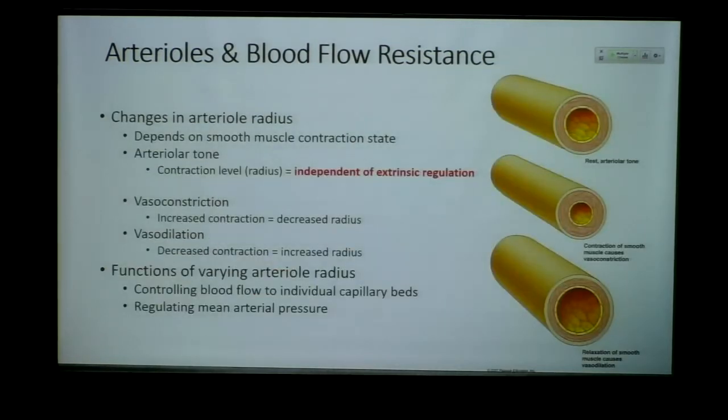Now, there are three important factors that can determine the size of the radius in arterioles. We spoke about two of them already, so I won't spend too much time here. We talked about vasoconstriction, which is contracting of that smooth muscle to make the radius smaller. And we talked about vasodilation, which is decreased contraction or relaxation of that smooth muscle. And that will make the radius larger, right, allowing for more flow.